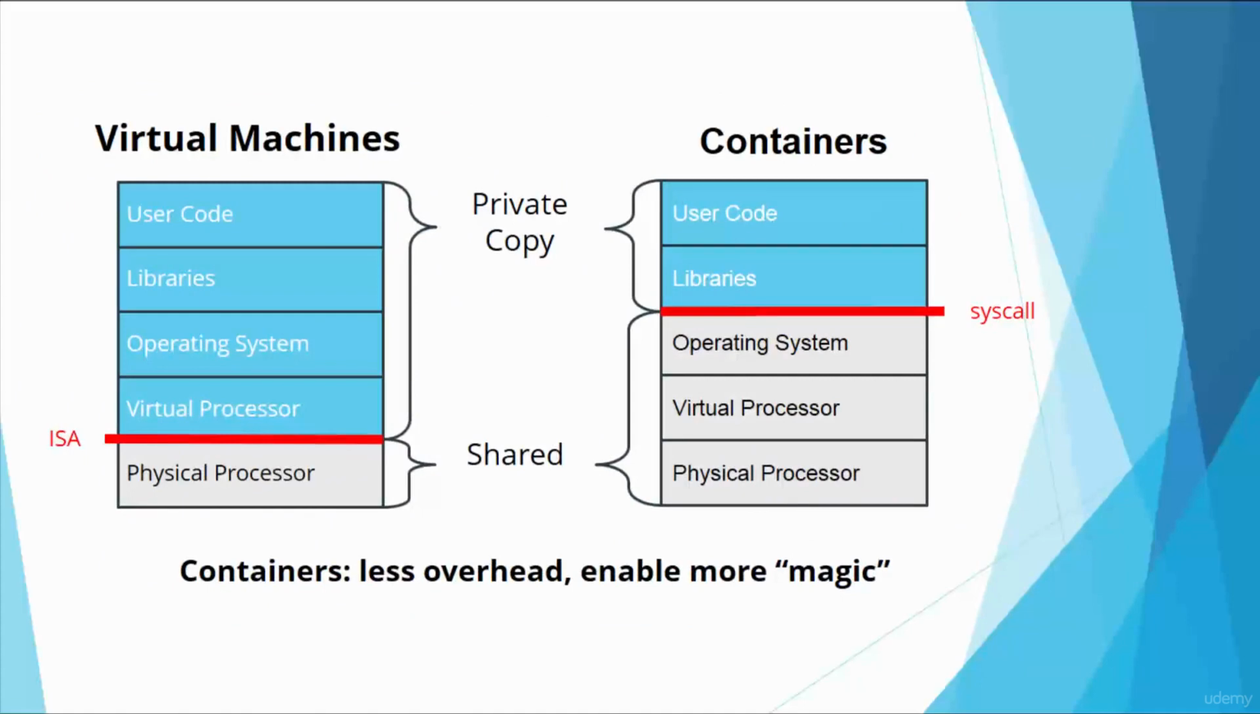Here I want to talk about the differences between a virtual machine and a container. From this particular graphic, on the left side of the screen, notice the VM has a physical processor, and then of course on top of the stack you have the virtual processor, operating system, libraries, and user code. On the right side, containers function a little differently. You can see the difference where the shared aspects are between the operating system, virtual processor, and physical processor within this stack of a container. So containers are essentially less overhead as compared to virtual machines.